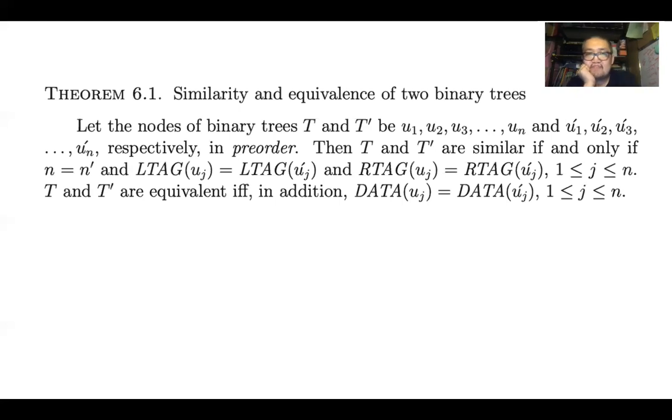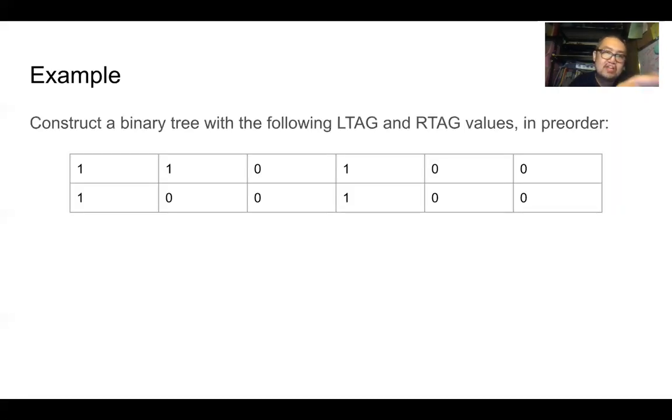We have here one property. If we have the sequence of left tag and right tag of a tree, and they are written in pre-order, then we can actually construct that tree. Okay? So, for example, we know that this is the pre-order sequence of the left tag and the right tag values of the tree. So how can we construct the corresponding tree?